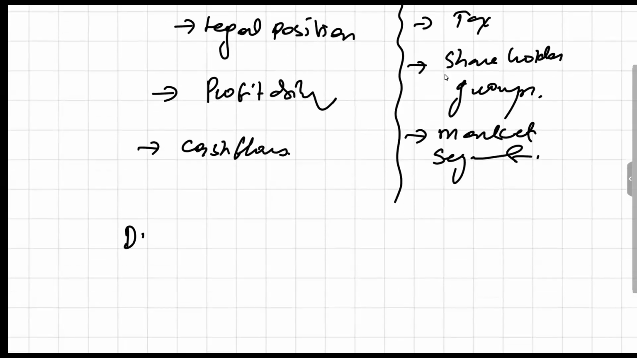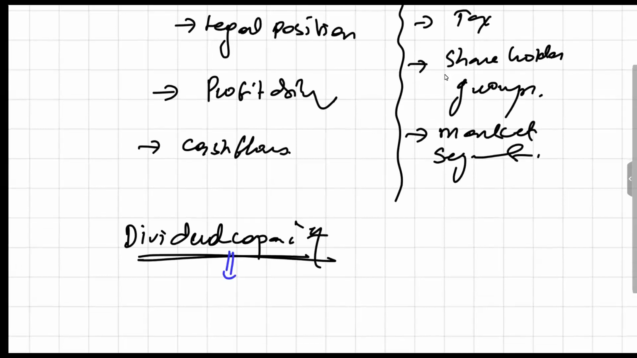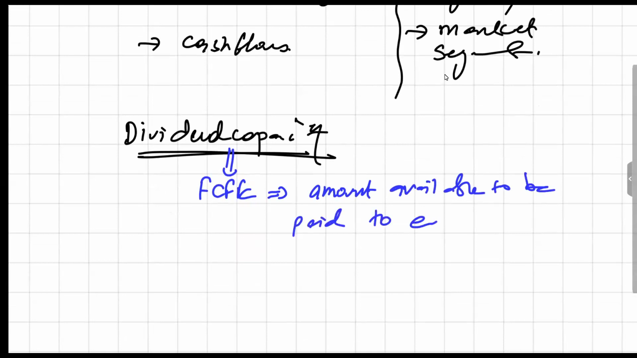The examiner at times requires you to calculate the dividend capacity of the entity. So when I talk about the dividend capacity of the entity, it simply means that you have to calculate the free cash flows to equity, because you know this thing, that free cash flows to equity is the amount available to be paid to equity providers. It's the amount that is available to be paid to the equity providers. That is what is considered to be the dividend capacity.